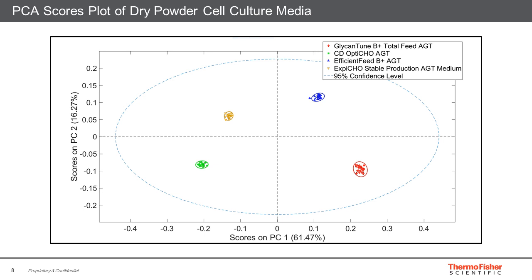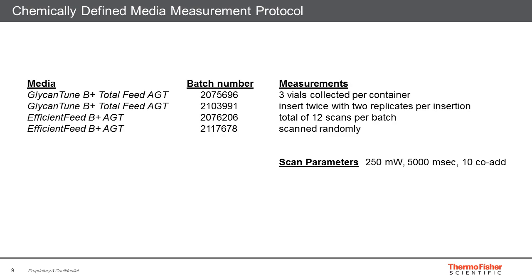But remember, the red and the blue groups, clusters, the glycan tune B plus and the efficient feed B plus are very similar. So let's drill down on those two specifically. Really quickly, here's our measurement protocol for looking closer at the glycan tune B plus and the efficient feed B plus. 2 different media types and 4 batches, so 2 of each, are interrogated in glass vials.